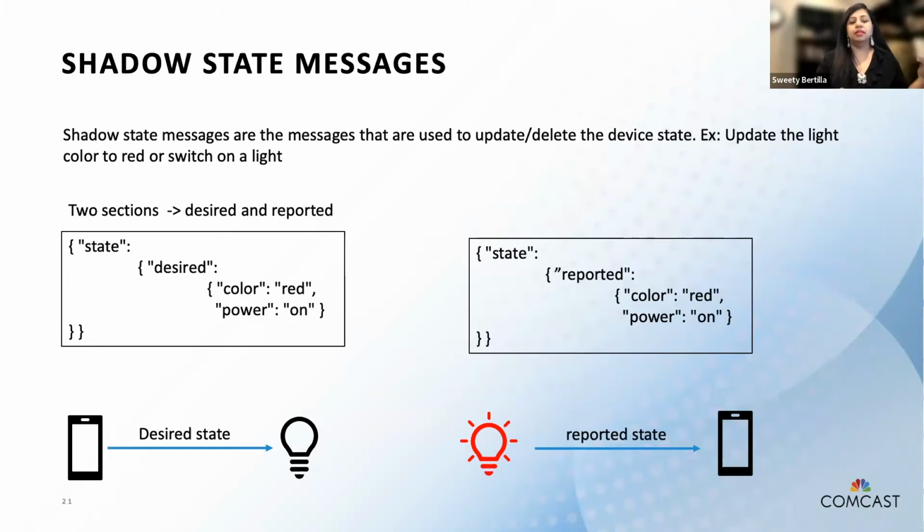You can see that the light is turned red and it's on, and it's sending the reported state to the client. I consider this like a request and response. The desired state is a request: I'm sending from the mobile client to say, can you turn on the light? And then it gives me the reported state: yes, I turned on the light, and here is your data.